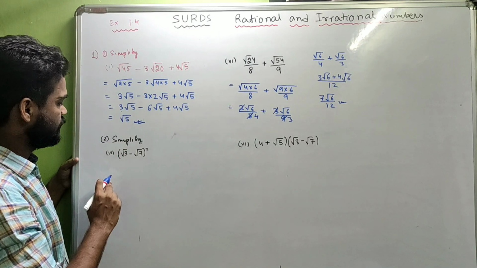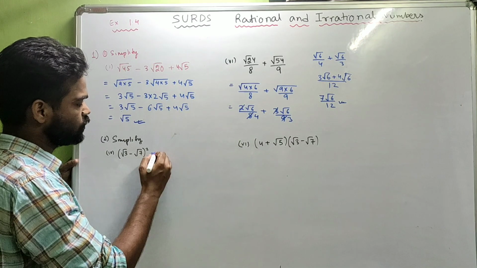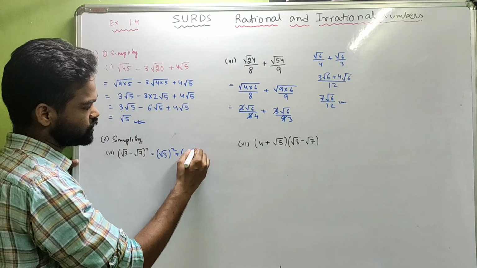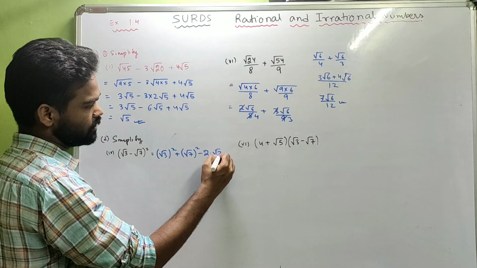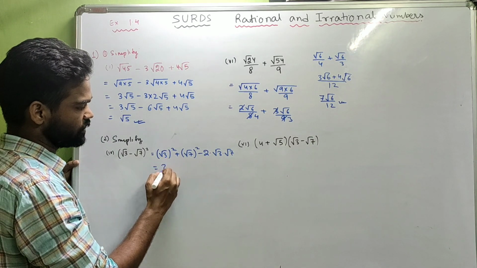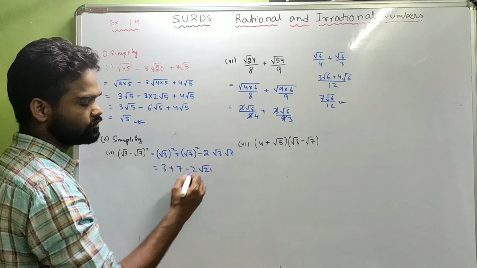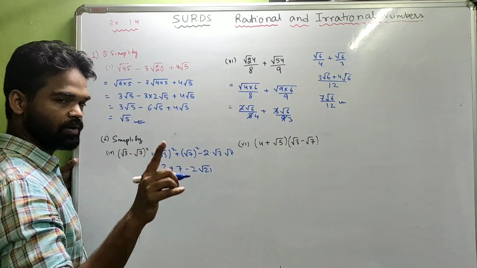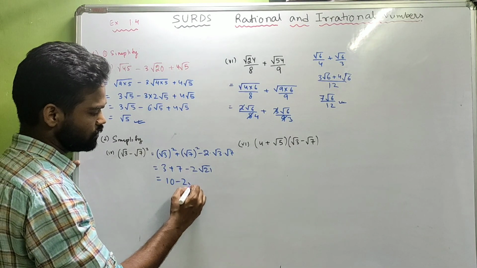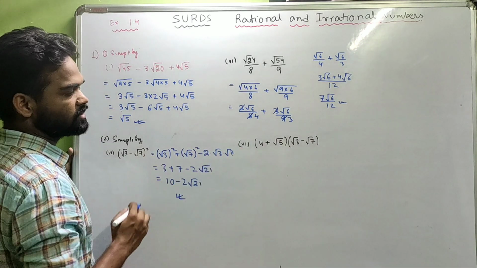Look at this, 2 part 4. Simplify root 3 minus root 7 whole square. Very easy. A minus B whole square is what? A square plus B square minus twice A B. We have done this. Root 3 square will be 3, root 7 square will be 7 minus, this is 2 root 21. Remember, root A multiplied by root B will be root AB. So that's 10 minus 2 root 21. So that's your answer.